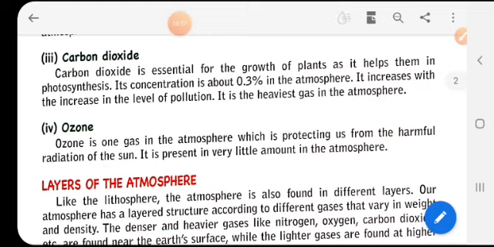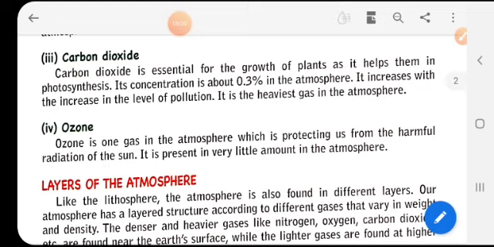Then the fourth component is ozone gas. Ozone is one gas in the atmosphere which protects us from the harmful radiations of the sun. So ozone is another component of the atmosphere. It also surrounds the earth's surface, and it protects the earth from the sun's harmful radiations reaching the earth's surface. It is present in a very small amount in the atmosphere.